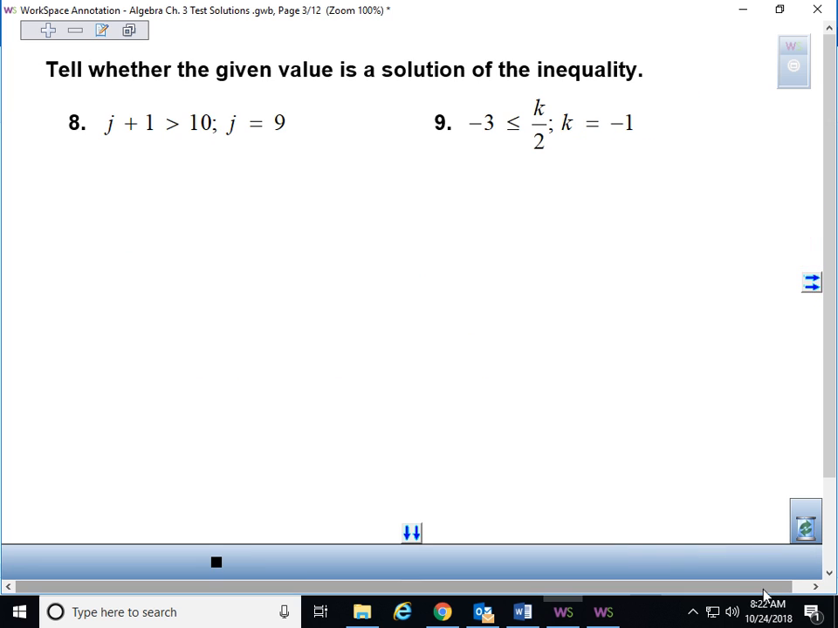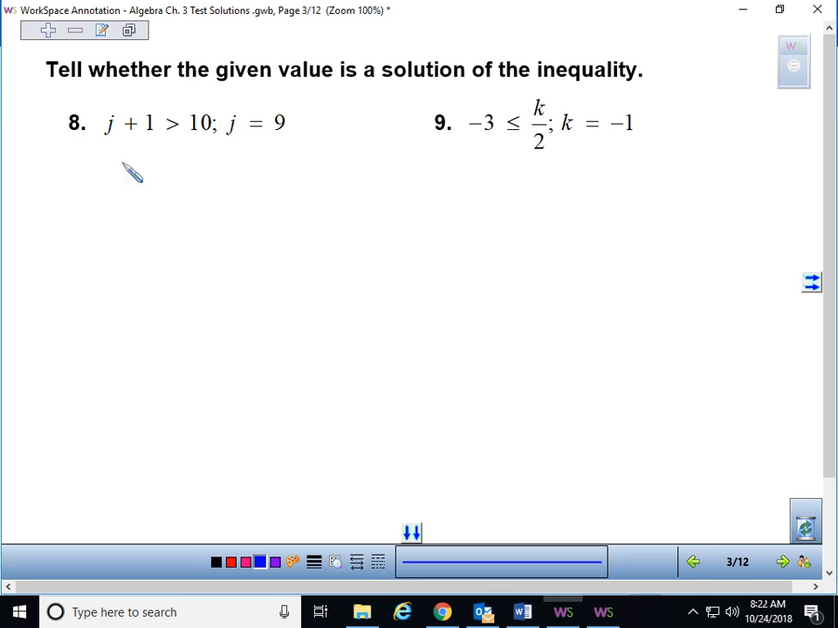Okay, let's move on. Questions 8 and 9. Same directions. It says, tell whether the given value is a solution of the inequality. So what that means is they're going to give us a value like they did in 8 and 9. In 8, they gave us j is 9. In question 9, they gave us k is -1. What we're trying to do is plug in the number they gave us for the variable, and see if we get a true statement.